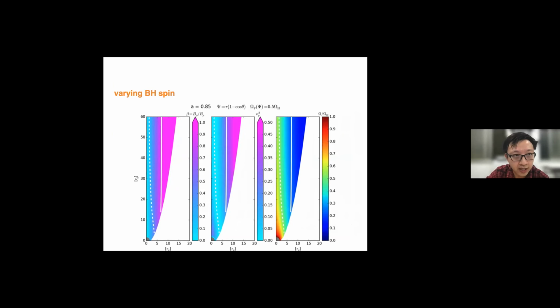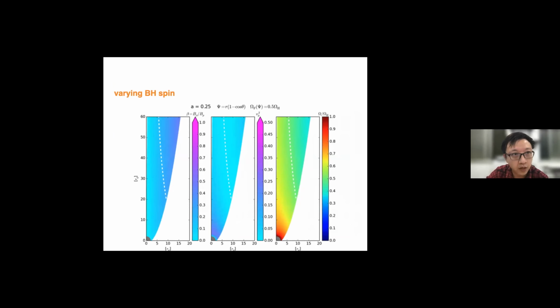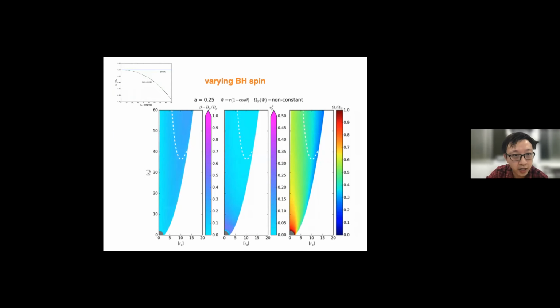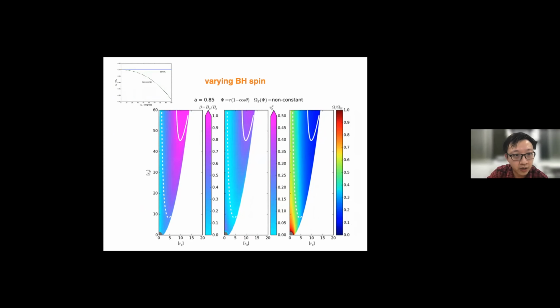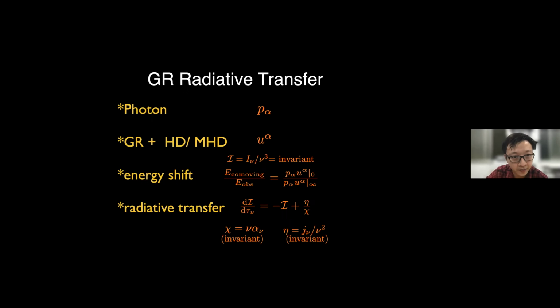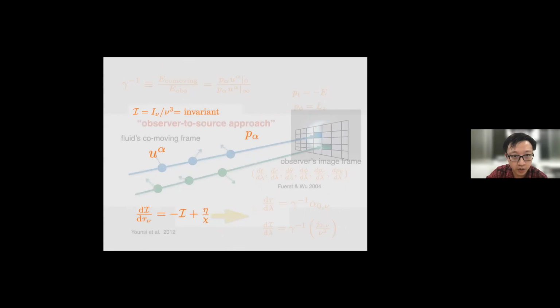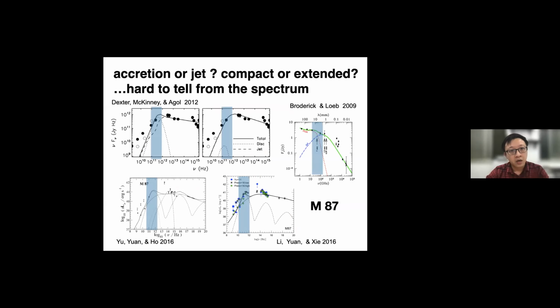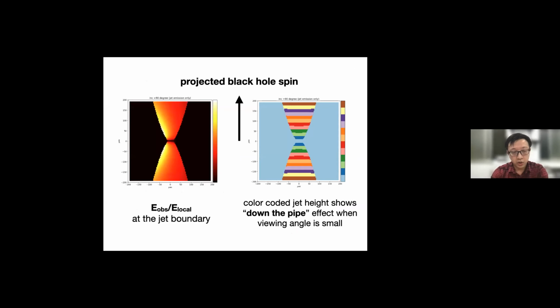And this is the constant case, so we can see some characteristic surfaces, and this is the non-constant case. Compared to the constant case, near the equatorial plane, it rotates slower. That's why you can see a V shape near the jet boundary. So we can apply radiative transfer. I will skip this part and just show some results, just to give you some ideas.